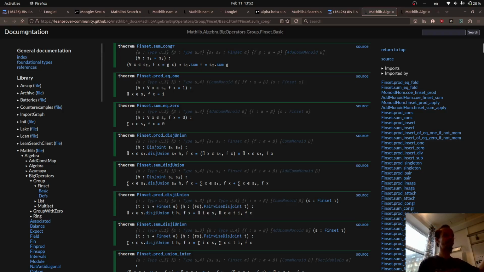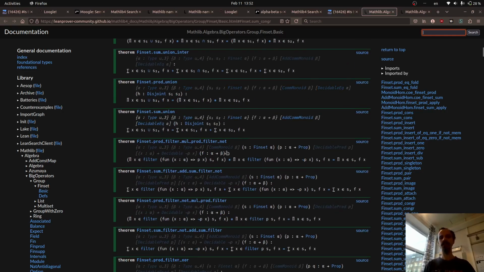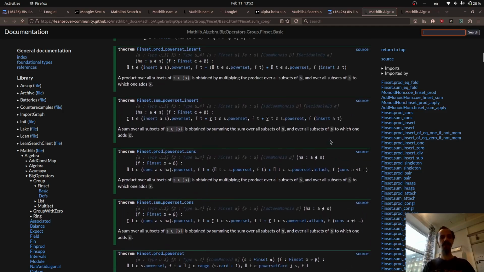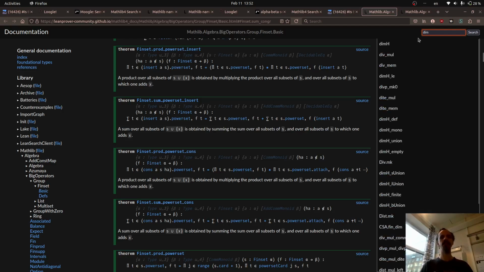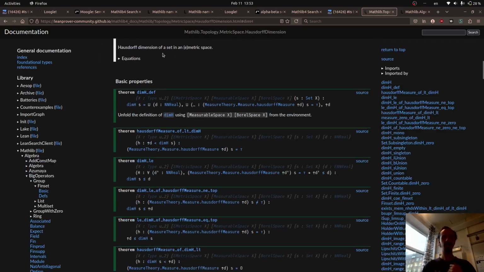And actually, I have just realized that I missed something on my list of search avenues. One of them, very important, is the API documentation, which is this. So if you do these docs links, like what I just clicked on in Zulip, then they will link here. And this is the docgen output. It shows all the theorems. And you can type in theorem names, like if you wanted to learn about the Hausdorff dimension, then you could go to it here.